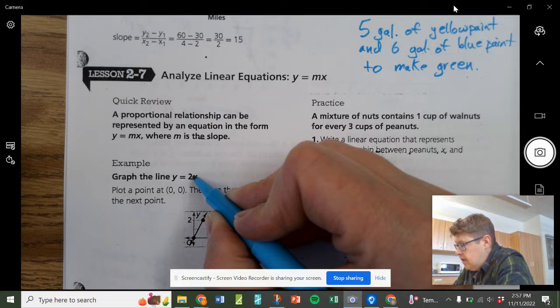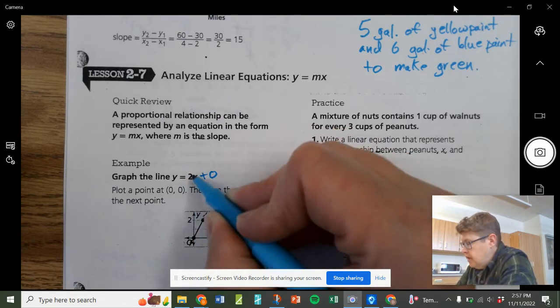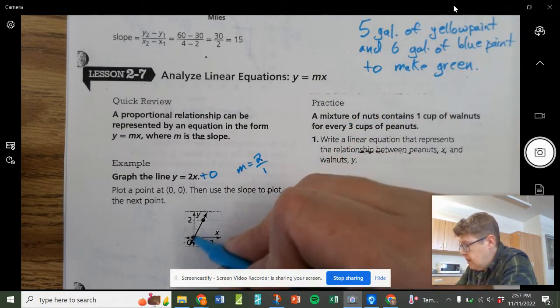We've got our equation right here, right? We're not adding anything to it, so it means we're adding 0 to it. So 0, 0, and then our slope is 2, or 2 over 1. So it goes up 2 over 1.